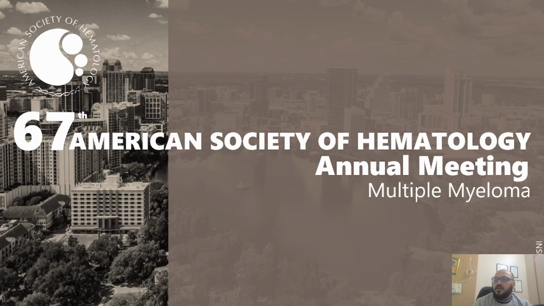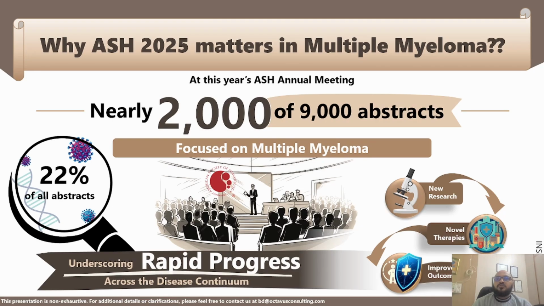Now moving ahead, talking about our 67th ASH annual meeting. Why did we choose multiple myeloma specifically? Multiple myeloma is one of the biggest indications of ASH. Approximately 22% of the abstracts were focused on multiple myeloma, and there were new research, novel therapies, and a lot of improved results and outcomes which were presented.